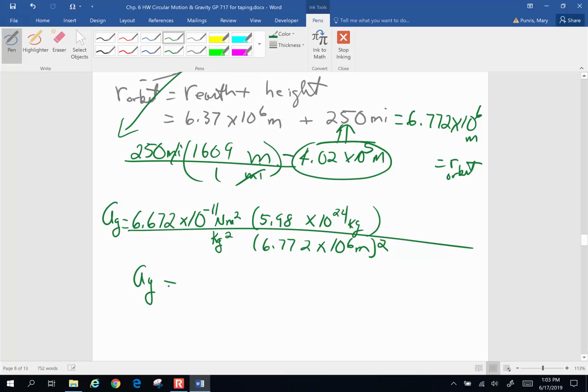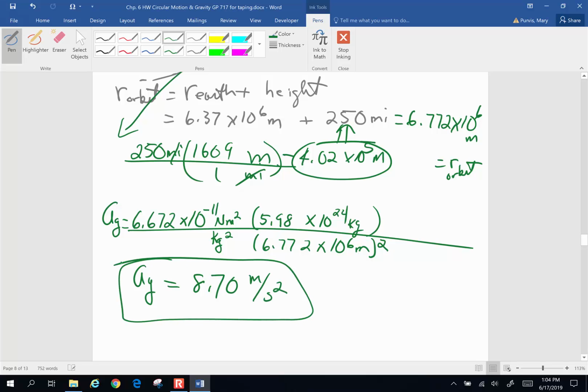So the acceleration of gravity at orbital altitude: 6.672 times 10 to the negative 11th times 5.98 times 10 to the 24th, divided by, open parentheses, 6.772 times 10 to the 6th squared, close parentheses, and I got 8.70 meters per second squared is the acceleration of gravity at shuttle altitude.